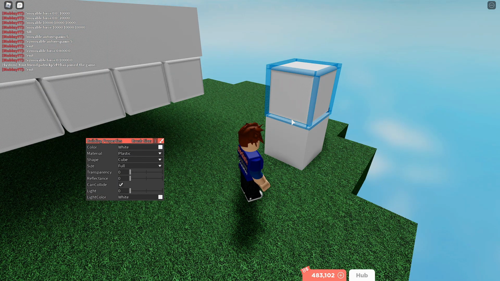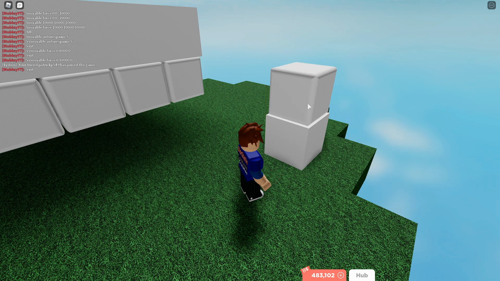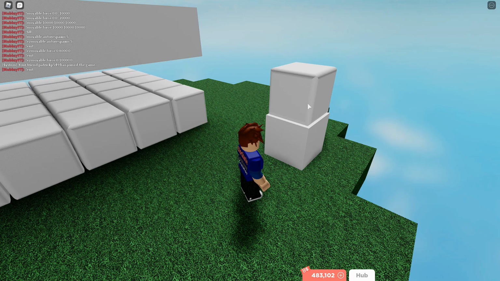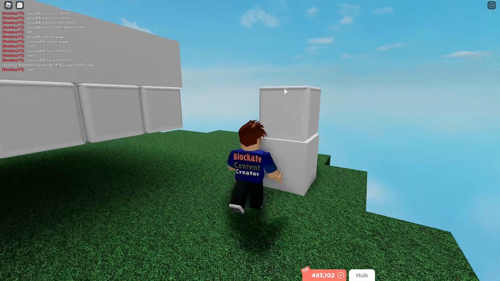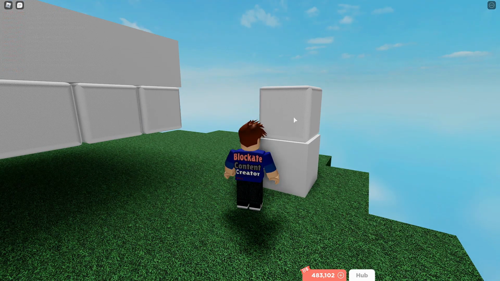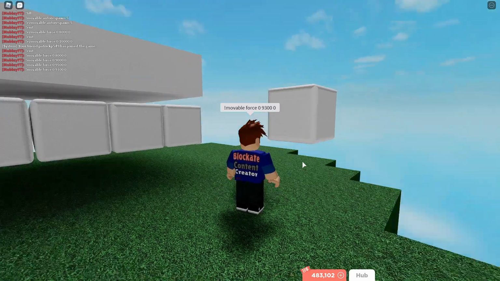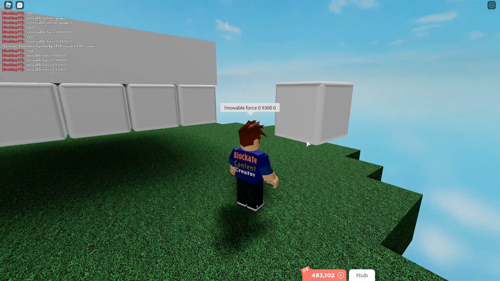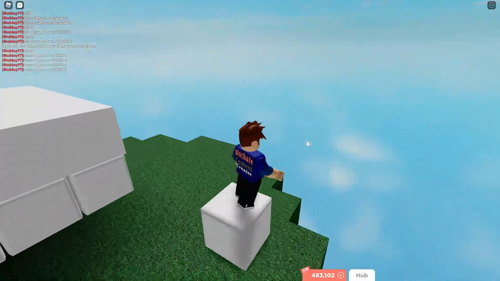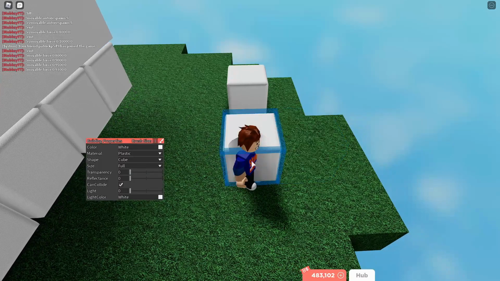Also, if you've got a full cube and you want the cube to stay in the air, it would be different if it was a slab, because a slab is obviously smaller, so it's lighter, so the force would have to be different. So I'm just going to mess around with the force and find a force that makes it so the cube stays where it is, but if someone walks on it, it pushes it down. Okay, as you can see, I did movable force, 0, 9,300, and 0. And as you can see, it's not falling, but if I jump on it, it would go down. So it's pretty cool.